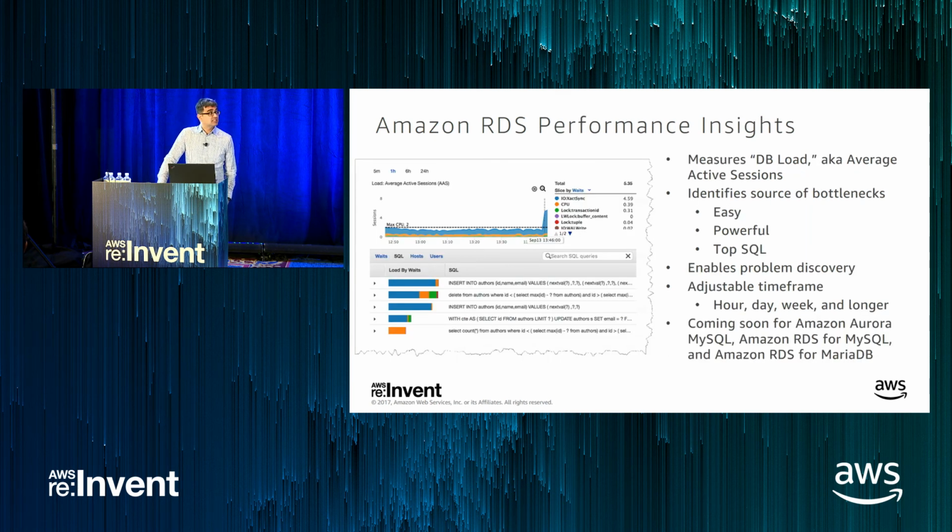RDS Performance Insights is something new that we announced last year. It's now available for Aurora Postgres. It's coming to Aurora MySQL and also the MySQL family engines. The basic idea is that you get to measure your current database load in terms of your current active sessions. It's useful to really quickly and easily identify your sources of bottlenecks.